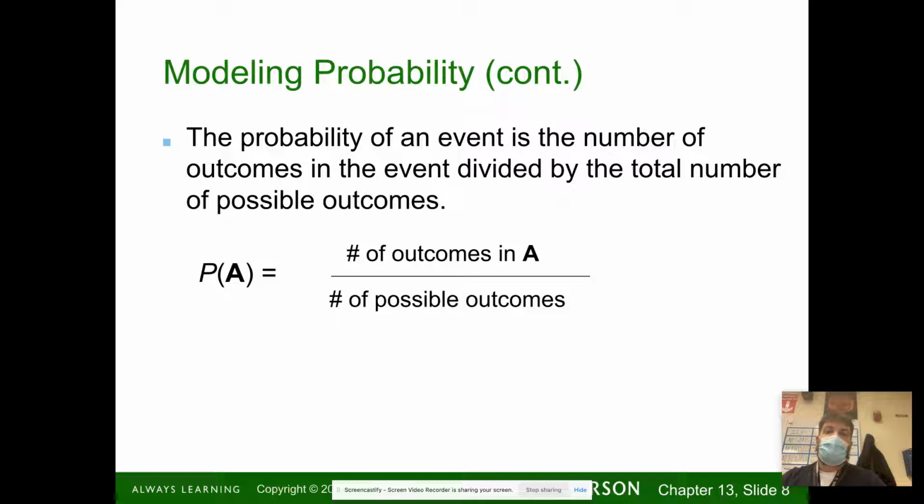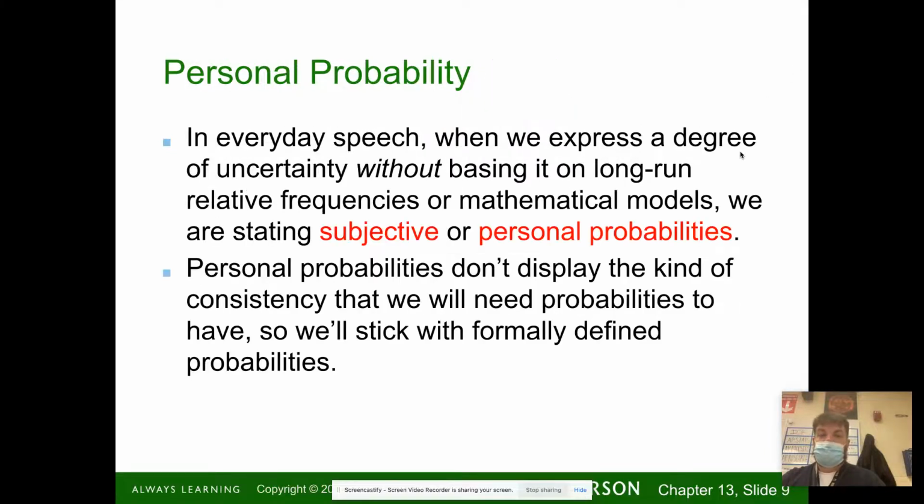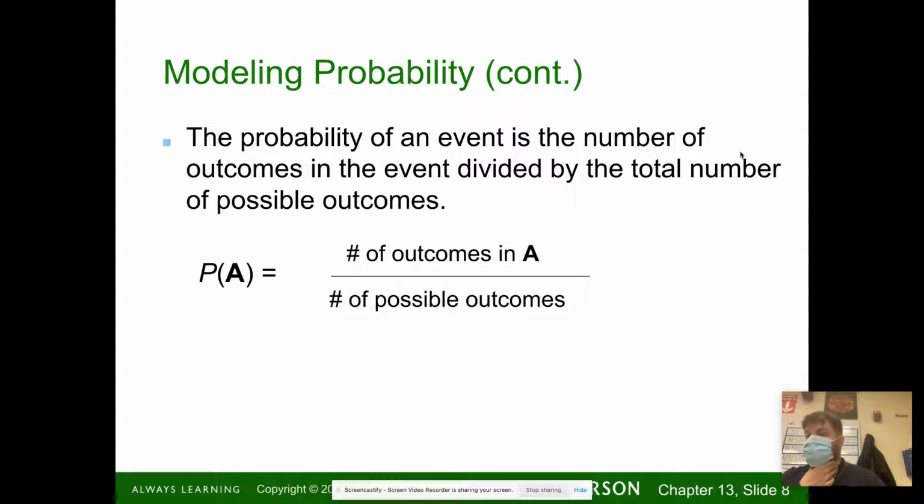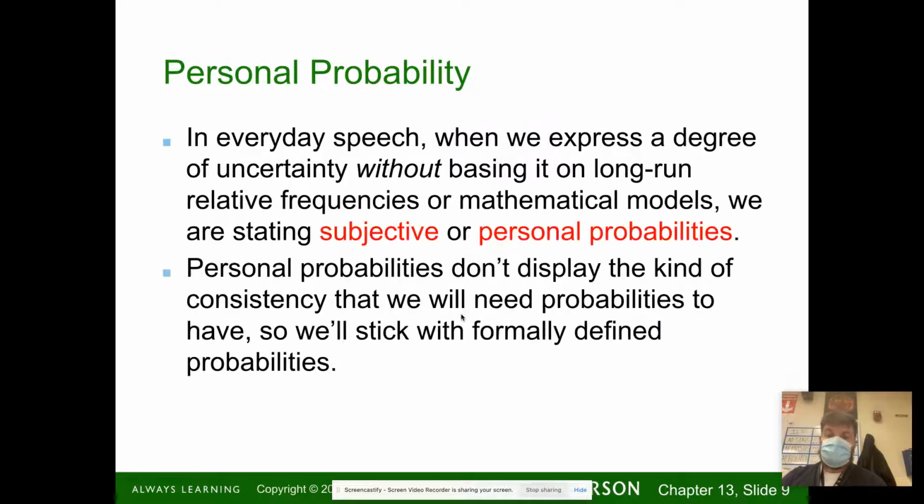So this is how we do the math. The probability of an event is the number of outcomes in the event divided by the total number of possible outcomes. Okay? So, for example, I've got a 1 in 6 chance of rolling a 3. How do I know that? Because there's only one 3, but there are 6 total possible outcomes: I could roll a 1, a 2, a 3, a 4. So we put the 1 up here, and the 6 down here.